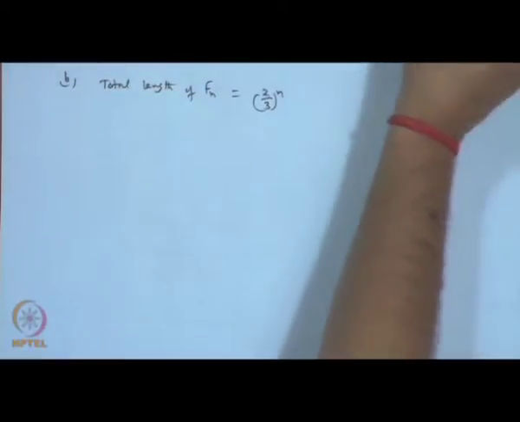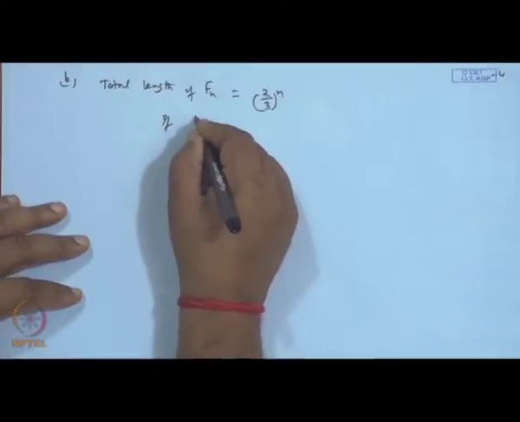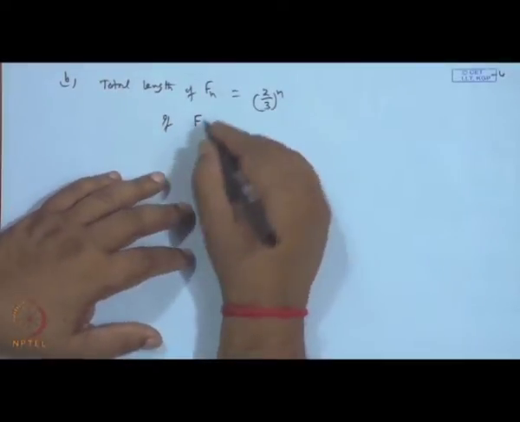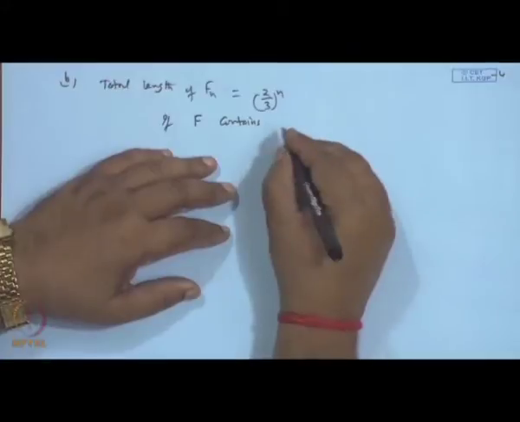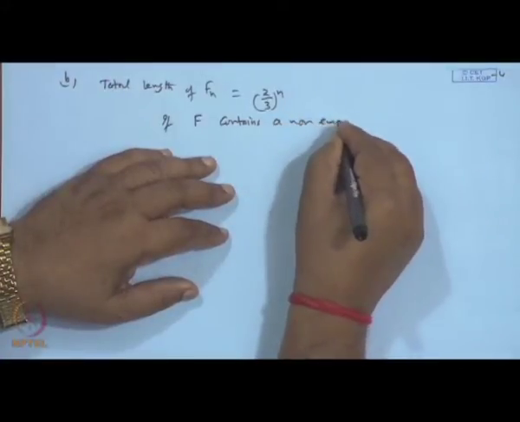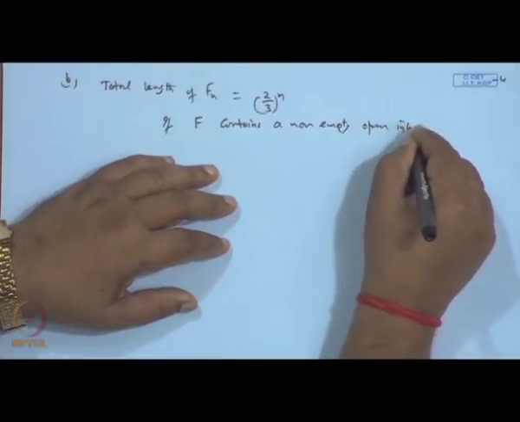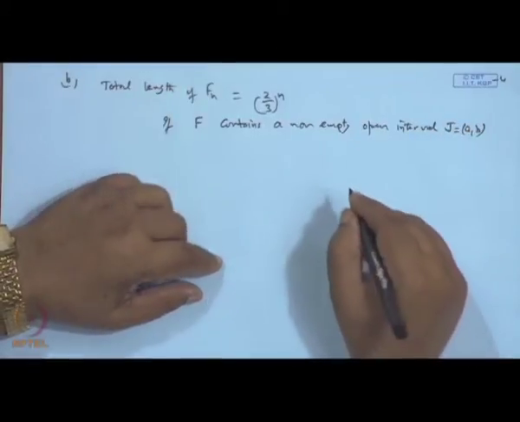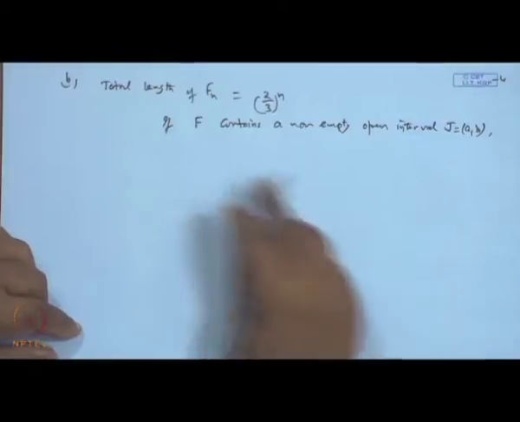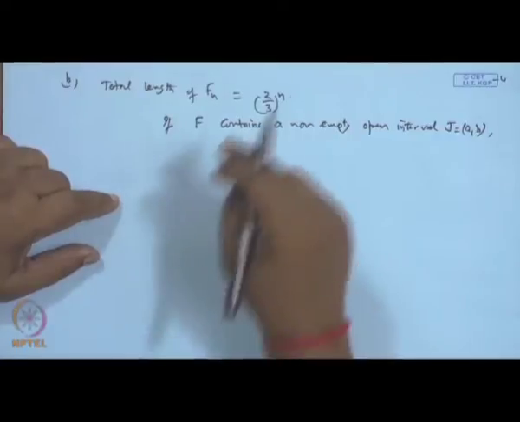So, in general, now suppose F contains a non-empty open interval, say of the form a b, then F is the intersection of all these sets. So, obviously, F1 covers F2, covers Fn and so on.